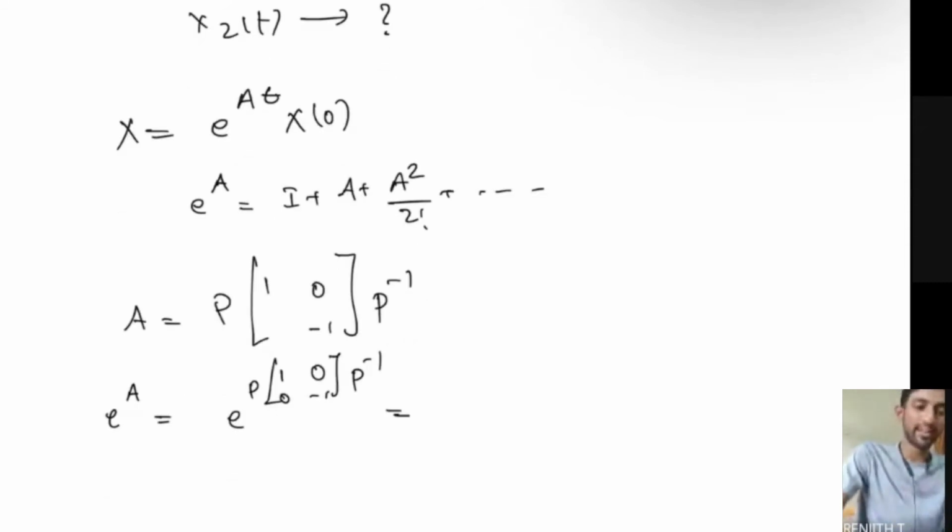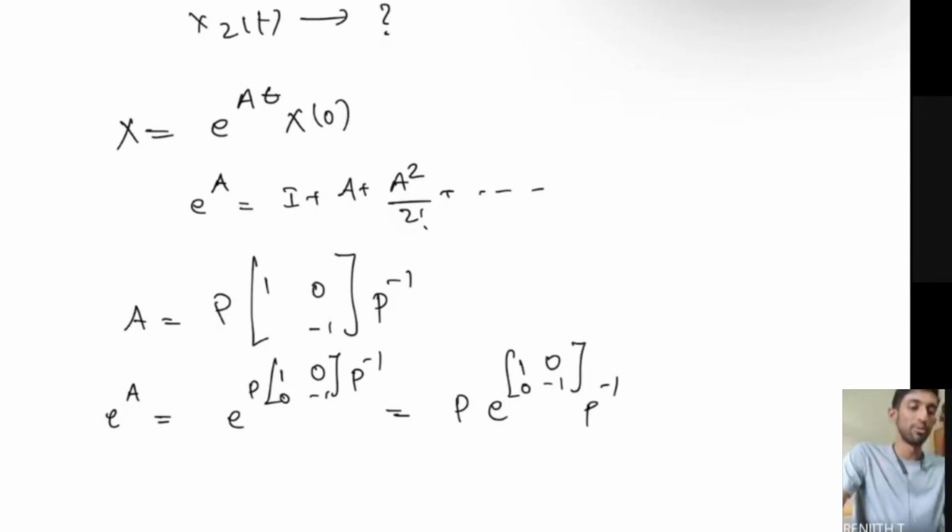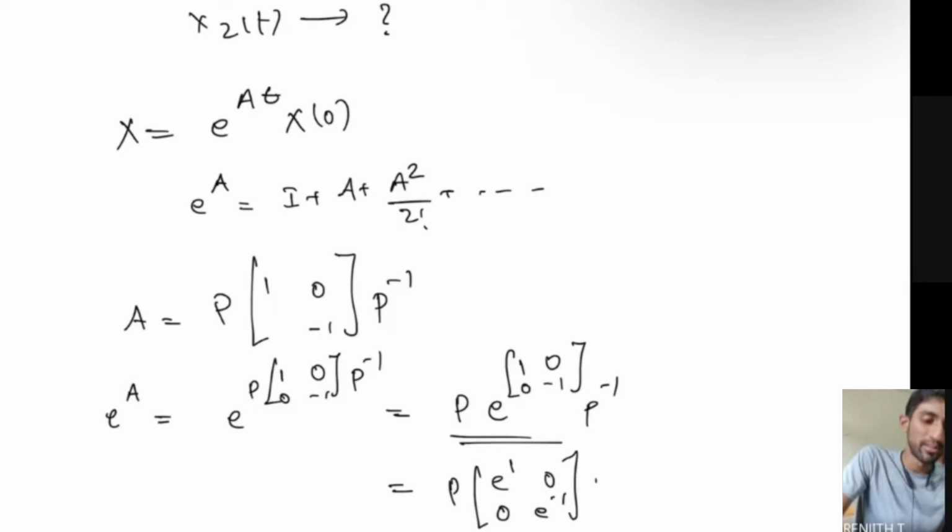I'm just writing it directly. This will be P e power 1, 0, 0, -1 times P inverse, because each term will be like that. Here it will be P J P inverse, P squared J P inverse, and so it will come out like that. So these things you can verify. And this is the important part: if you have an A in diagonalizable form, you can directly write this, and this is nothing but P e power 1, 0, 0, e power -1 times P inverse.